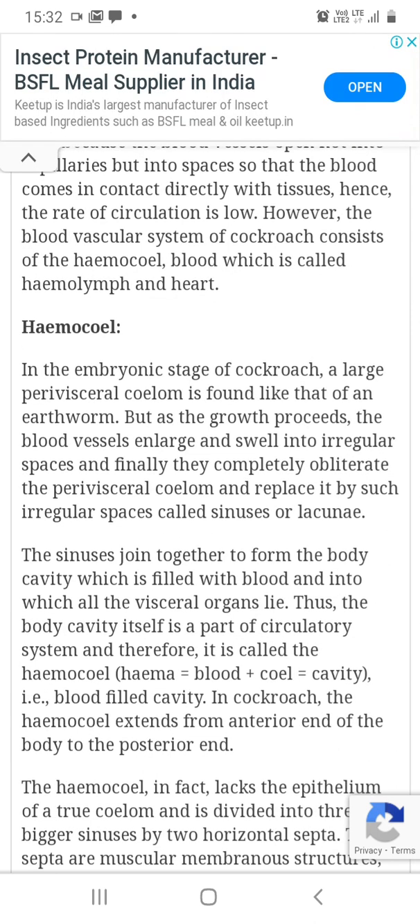Hemocoel. In embryonic stage of cockroach, a large perivisceral coelom is found like that of an earthworm, but as the growth proceeds, the blood vessel enlarges and swell into irregular space, and finally they completely obliterate the perivisceral coelom and replace it by such irregular space called sinuses.